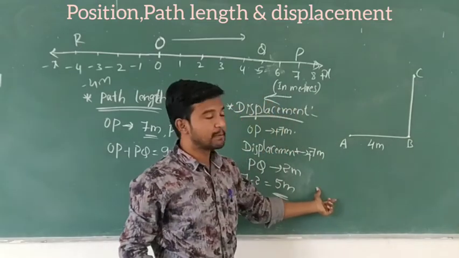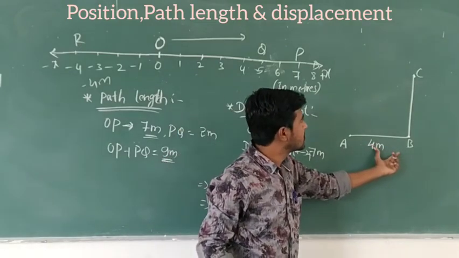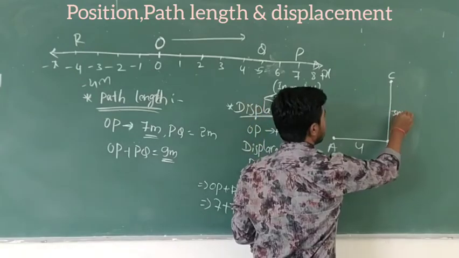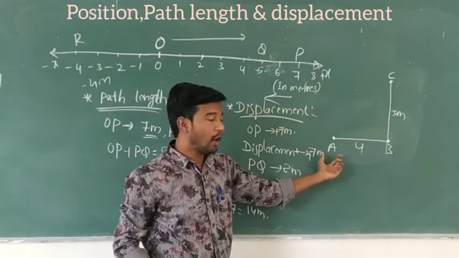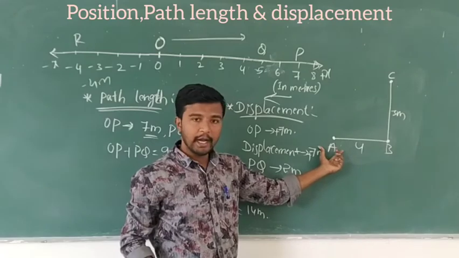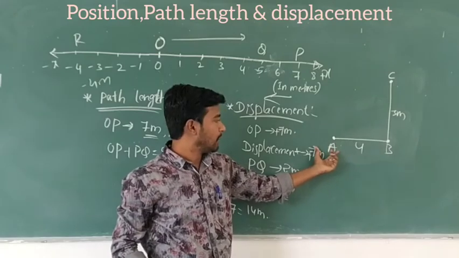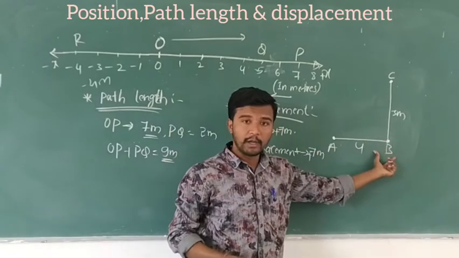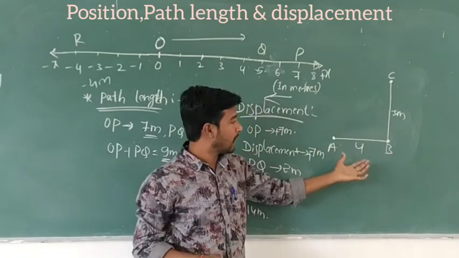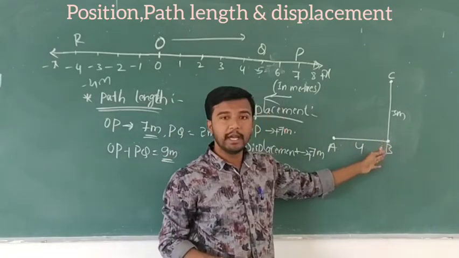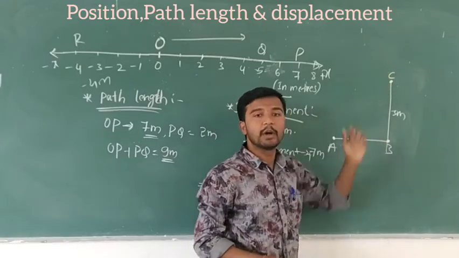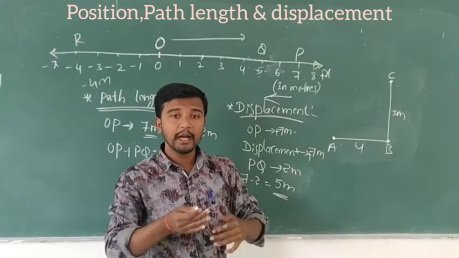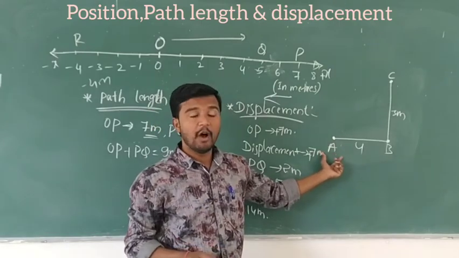Again it displaces through a point C, about 3 meter. First the object A at this point, at rest, displaces through a point B about 4 meter, and again from point B it displaces through a point C about 3 meter.